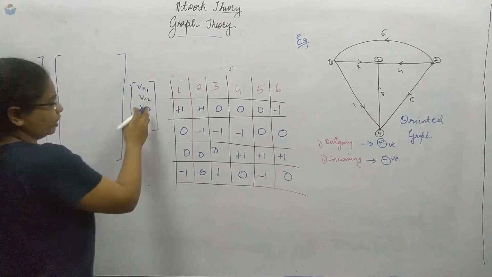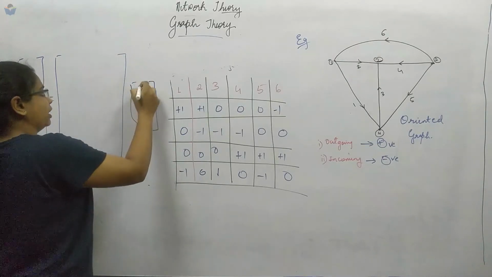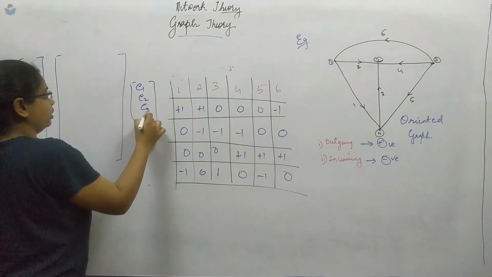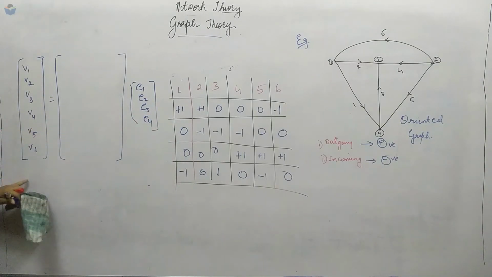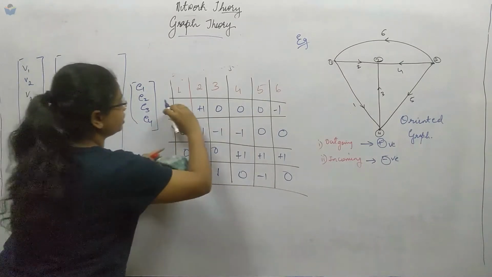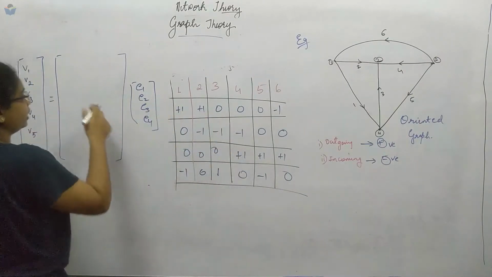Okay, and you can also write this in the form of E1, E2 or E3, E4. Okay, let us take E1, E2, E3, E4. So both mean it is the node voltages and these are the branch voltages. Now I will put this one. This was in horizontal. We have taken it as vertical. So this will be like a transpose.